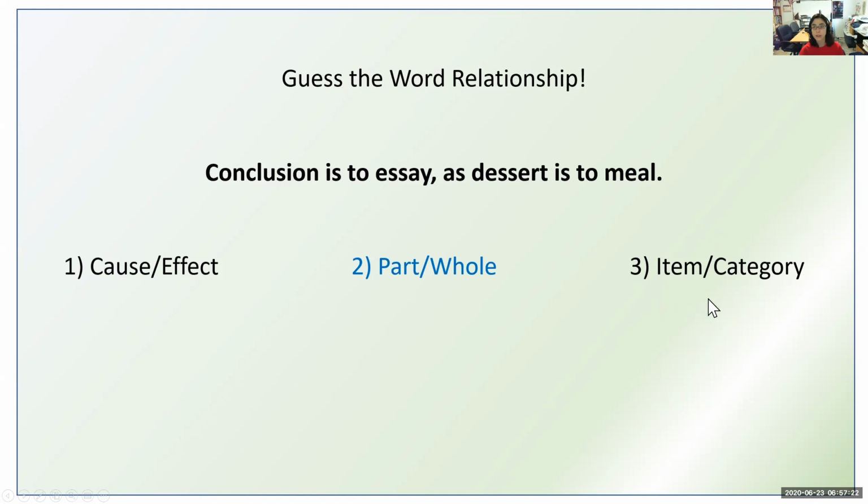We wouldn't necessarily say item category for this one because conclusion doesn't necessarily fall under the category of essay, and dessert doesn't necessarily fall under the category of meal because some meals don't include dessert. So that's why dessert doesn't always fall under the category of meal. That's why it's a part whole. It's kind of like for a whole meal, an entire meal, dessert is a part of the meal. And for an entire essay, not a half finished essay, but the entire essay, you'll have a conclusion. So that's why conclusion is a part of the whole essay. So that's why this word relationship here is a part-whole relationship.